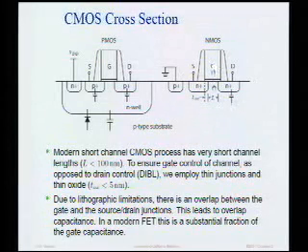A gate is insulated, of course, from the substrate with a thin oxide. And by applying a gate voltage, I can form an inversion layer here, which is a channel for current to flow from, let's say, the source to the drain. Not going to talk about device physics in this course.